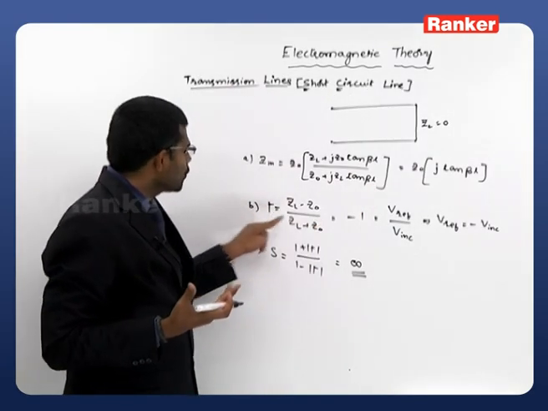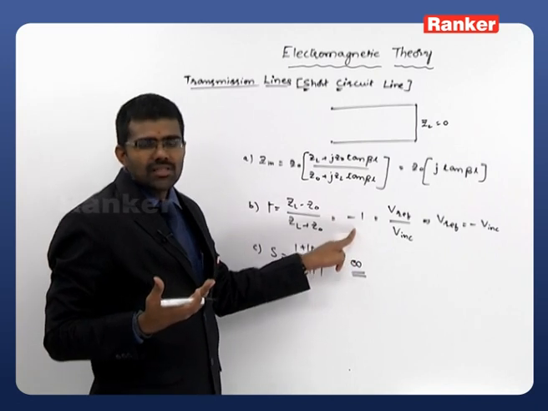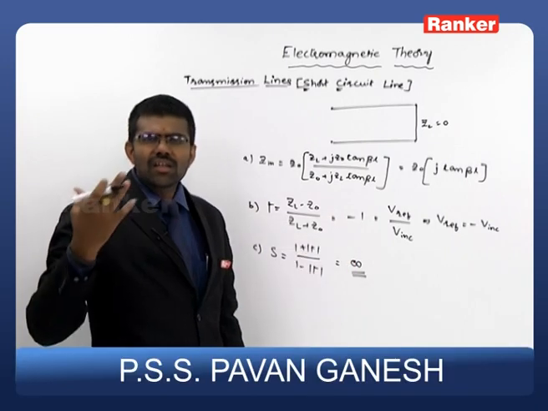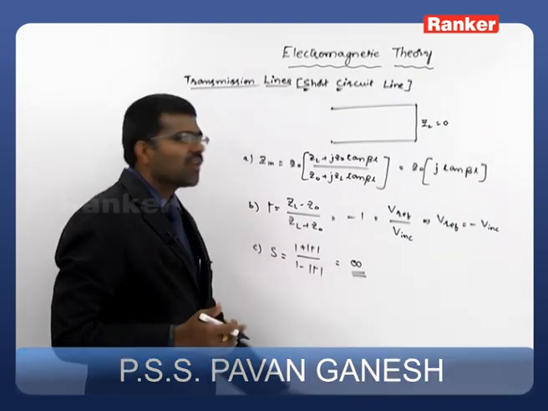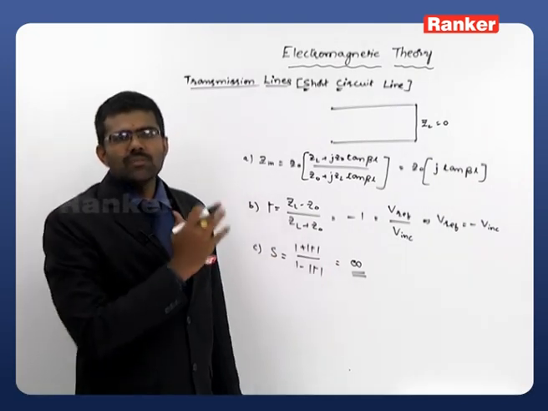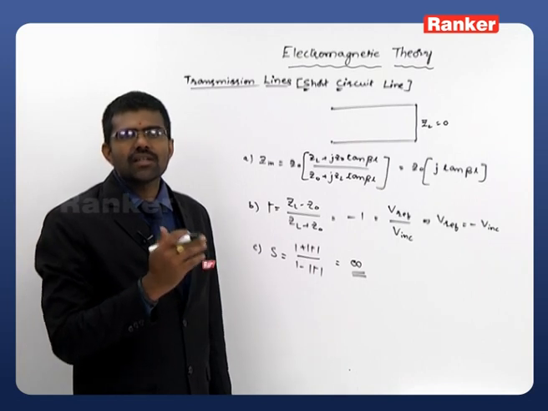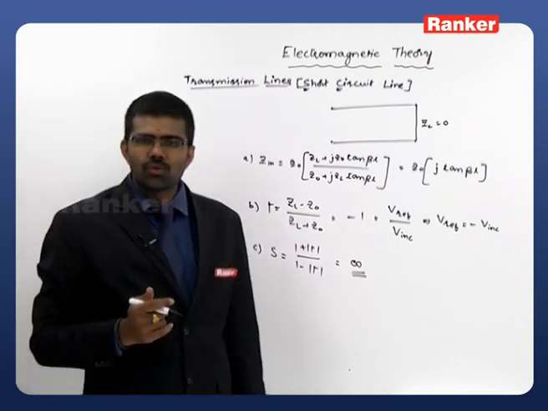And then the reflection coefficient is the maximum. Since it is maximum, you can say that the entire amount of voltage was reflected. The standing wave ratio is also maximum. So this is a simple analysis for one of our transmission lines. Next we will move to our open circuit line.